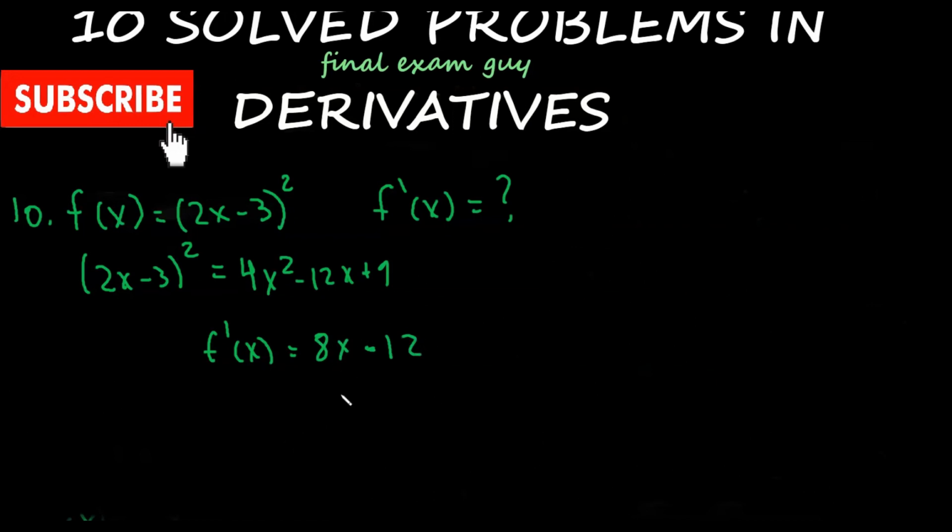But let me ask you this. What is the derivative of 2x minus 3 to the power of 1 million? What would you do in that case? You can't FOIL, you can't multiply that out over and over again. It will take you years. So in this case, we're going to use something called the chain rule.